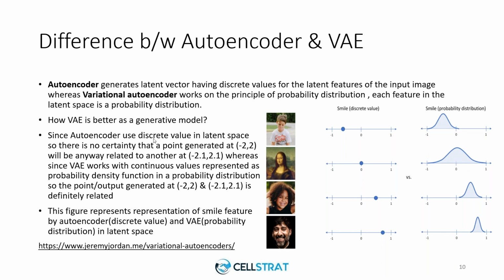And what is the difference? These are discrete and this is a probability distribution. In an autoencoder, since discrete values are used, there's no certainty that a point generated at, let's say, -2, 2 will be related to another at -2.1, 2.1 in the coordinate system. Whereas since a VAE works on continuous values represented as a probability distribution function, the outputs generated at -2, 2 and -2.1, 2.1 will be very related to each other. So that is the advantage over here.